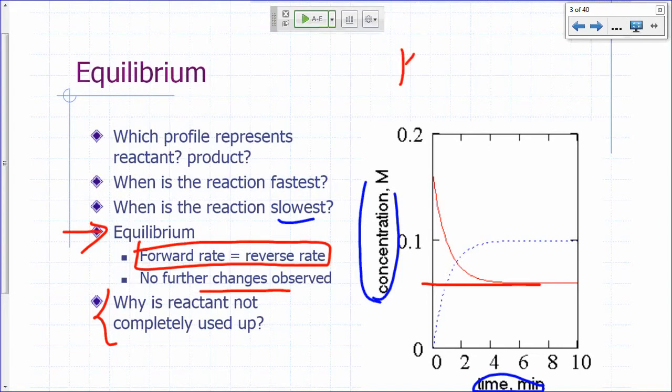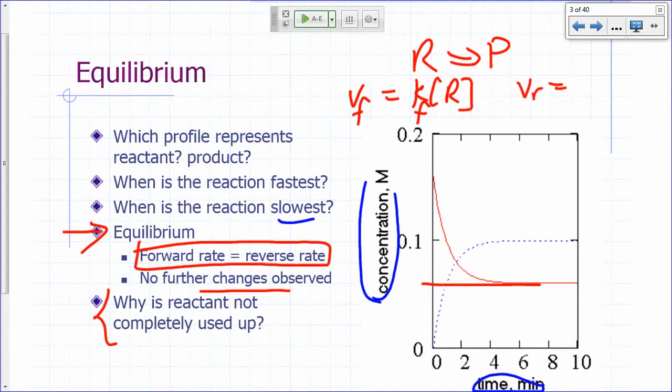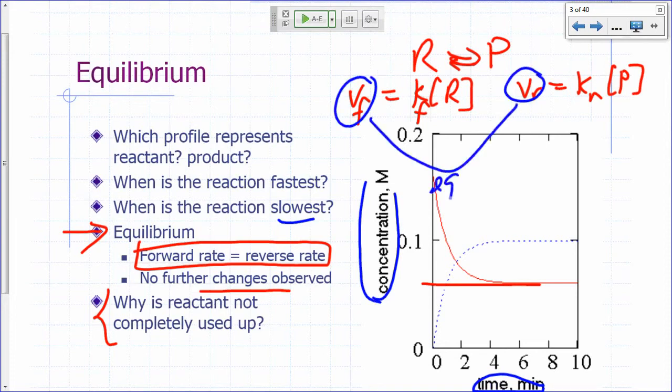If you remember, let's say you have something as simple as R going to P, an elementary step. The rate of the forward reaction would be Kf, we label that with an F, times the concentration of R. And the rate of the reverse reaction would be Kr times the concentration of the product. We say at equilibrium, these two are equal.